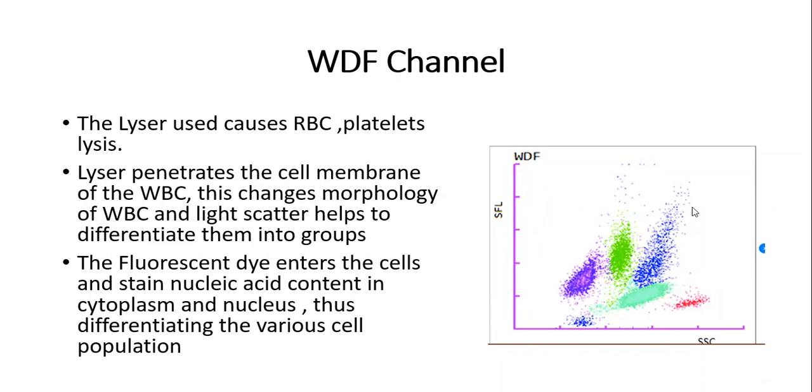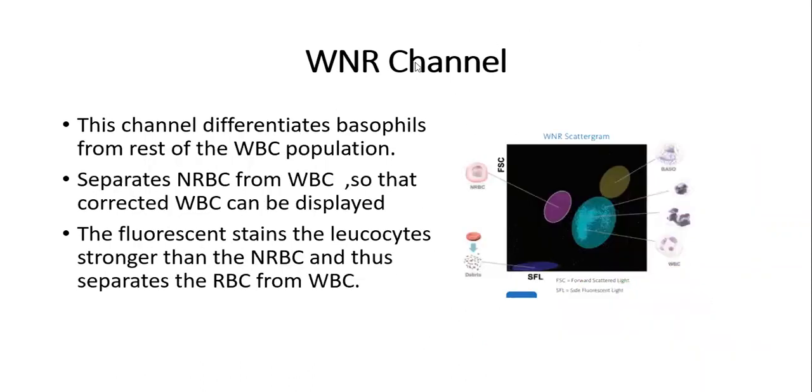Next, this chamber has a limitation. It is not able to separate the NRBCs from the different cell populations. So Sysmex created another chamber, the WNR chamber. This channel will help to differentiate the basophils from the rest of the leukocyte population, as well as NRBCs from the leukocytes. In the same way, the fluorescent stain will stain stronger for WBC compared to NRBC, and because there is less staining with the fluorescent dye, the NRBCs will be separated from the big population of WBC. The same holds true for the basophils also.